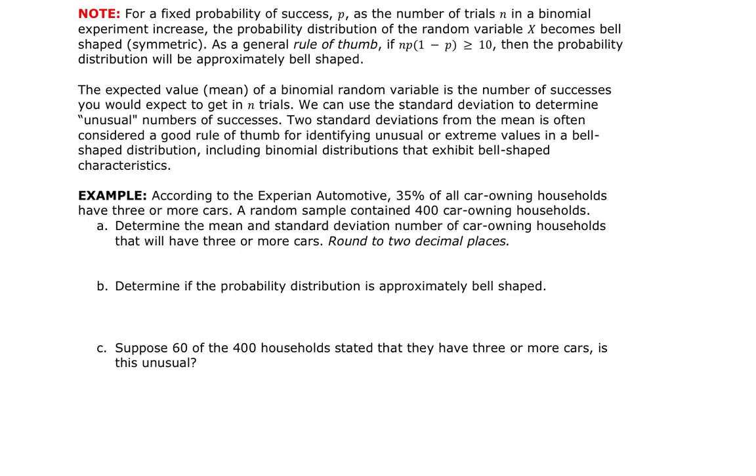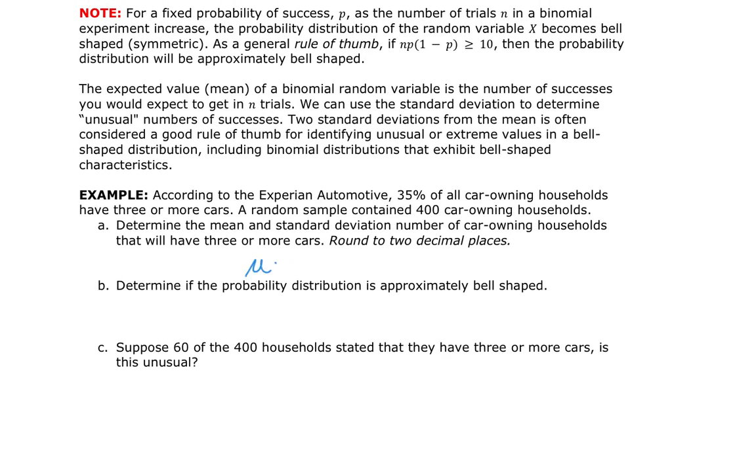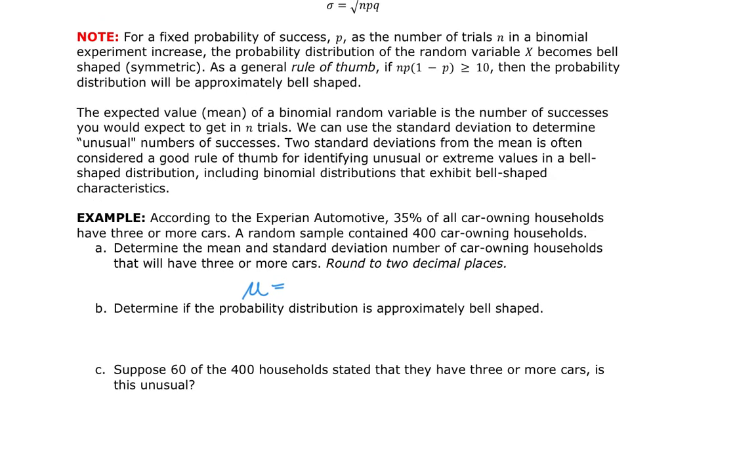That means my mu, using the formula up above, is just going to be n multiplied by p. So n is 400 multiplied by 0.35, which gives us 140. Another way of thinking about this is if I take 140 divided by 400, I'm going to get 0.35. My sigma, which is my standard deviation, is going to be the square root of 400 times 0.35 times 1 minus 0.35, that's my q. I get that to be 9.47.